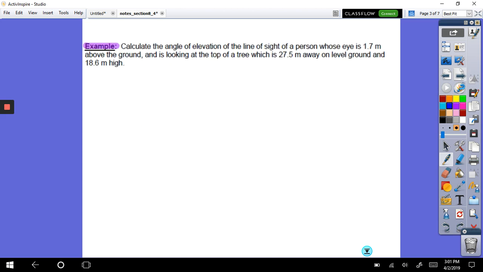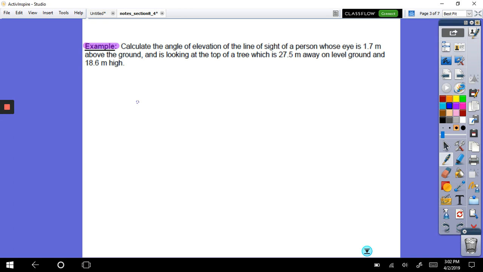Okay, so I'm working kind of fast, so if you need to pause the video at any time, feel free to do so to make sure you're copying down all the steps and rewatch it. So now we're going to calculate the angle of elevation and line of sight of a person whose eye is 1.7 meters above the ground. So on most of these, on your assignment today, some will have a picture, some won't. If you don't have a picture, you need to draw one.